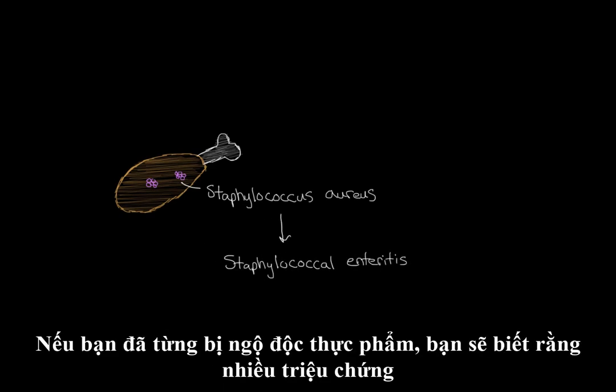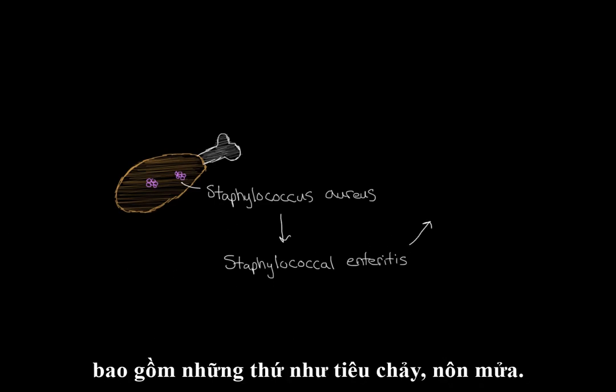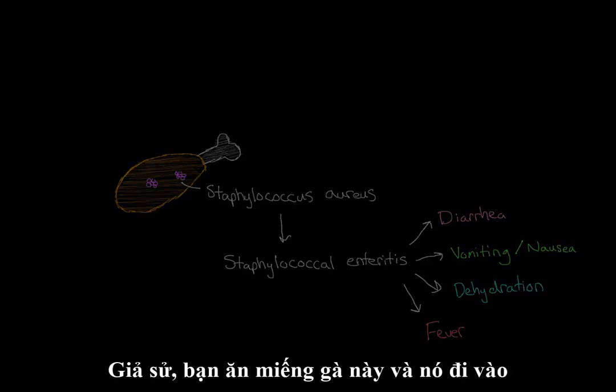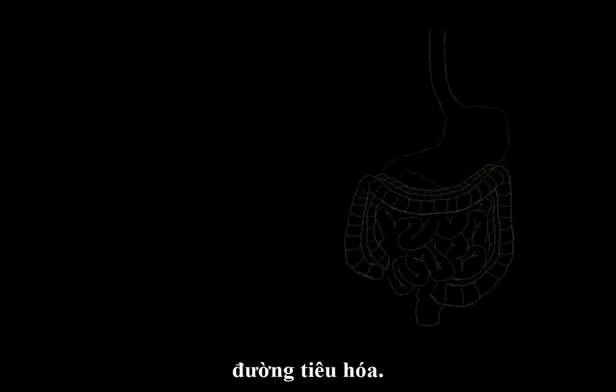This bacteria is responsible for causing a type of food poisoning known as staphylococcal enteritis. If you've ever had food poisoning, you'll know that the many symptoms include things like diarrhea, vomiting and nausea, dehydration, and a fever. Let's say you eat this piece of chicken and it enters your gastrointestinal tract.